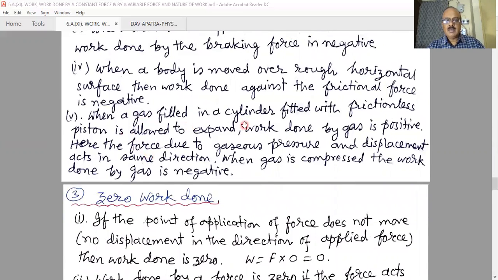When a gas filled in a cylinder fitted with a frictionless piston is allowed to expand, work done by the gas is positive. That means when expansion takes place, work done by the gas is positive, because the force due to gaseous pressure and displacement act in the same direction. When gas is compressed, the work done by the gas is negative. In such a case, the force applied by the gas on the piston and the displacement of the piston are in opposite directions. Therefore, when any gas is compressed, work done by that gas is negative, but when expansion takes place, work done by the gas is positive. This is a very important concept, widely used in thermodynamics.